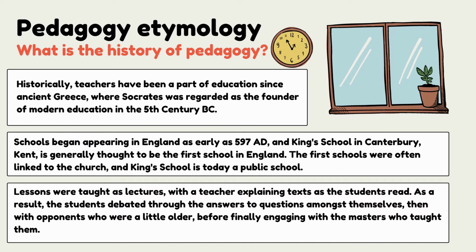Lessons were taught as lectures, with a teacher explaining texts as the students read. As a result, the students debated through the answers to questions amongst themselves, then with opponents who were a little older, before finally engaging with the masters who taught them.